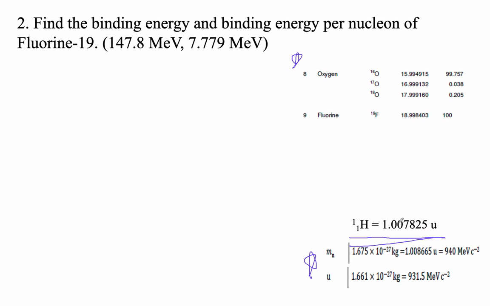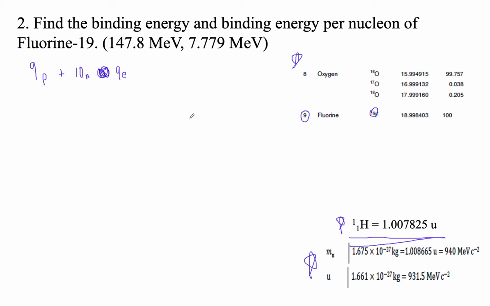Now, remember, the first step here is you've got to figure out, fluorine means it has 9 protons. If it's got 19 total protons and neutrons, our first step is that this thing is made of 9 protons plus 10 neutrons. And it also has 9 electrons. But we take care of the protons and electrons by using the mass of the neutral hydrogen atom. This is 1 proton, 1 electron, literally.